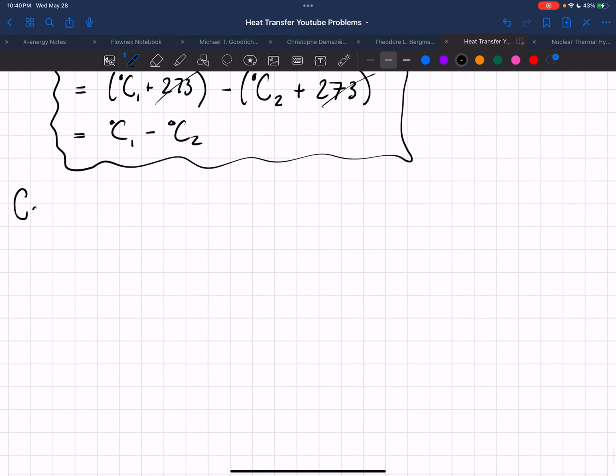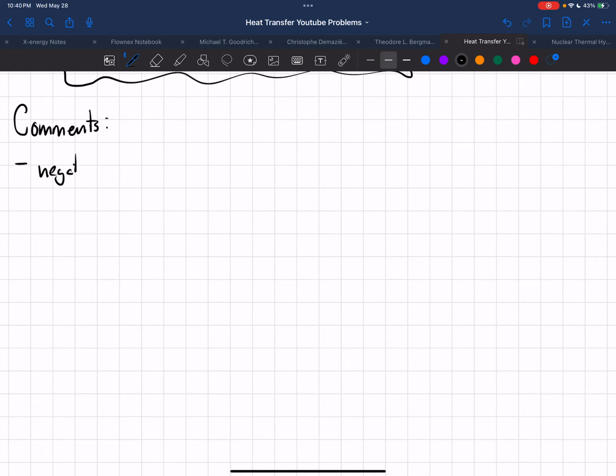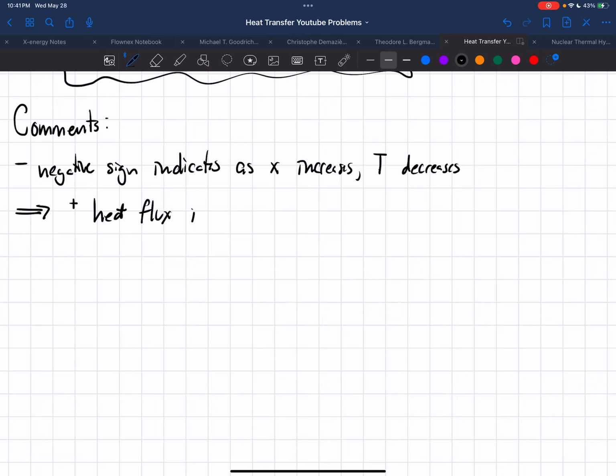And so for comments, we'll just put one thing here, and that is going to address that our answer had a negative sign in it. And that negative sign indicates that as x increases, the temperature decreases. So T decreases. And that corresponds to a positive heat flux in the x direction. So I'll just put positive heat flux in x direction. And that's our problem.